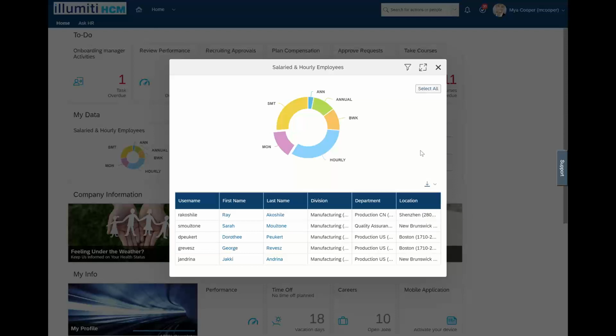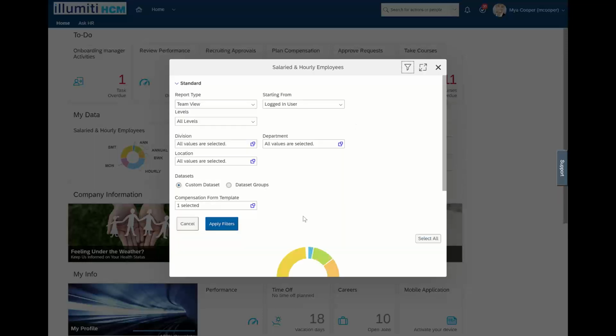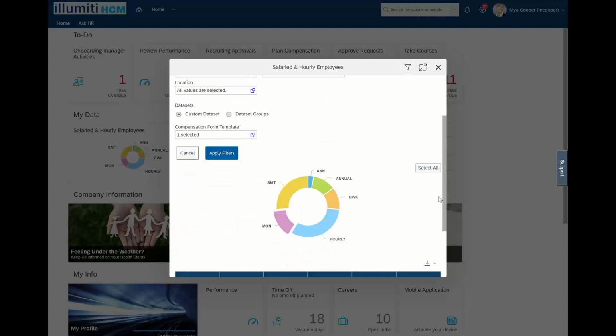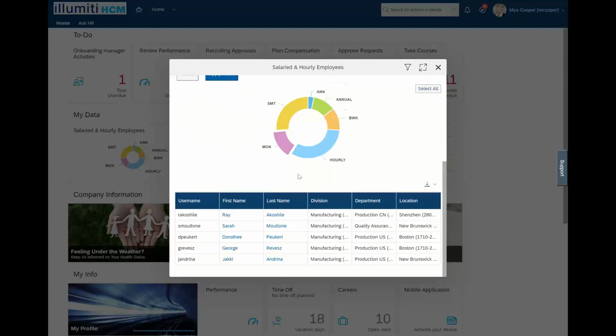If I'm a manager with a large area of responsibility, and Maya happens to be that type of manager, or if I'm an HR generalist or a business partner or a compensation specialist and I manage a large area as well, then I can use this filter button here to change some of the parameters of the data that's being shown. If I want to narrow it in on a specific division or location or department, then I can do so. And we have the ability to put some other filters here as well. So that will dynamically change the results that are shown here, both the graphical view and the resulting list of data.